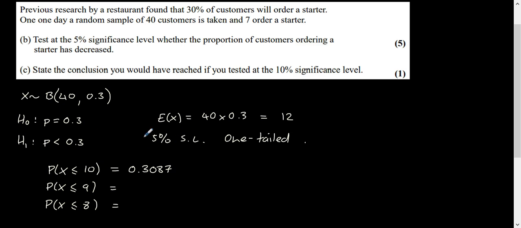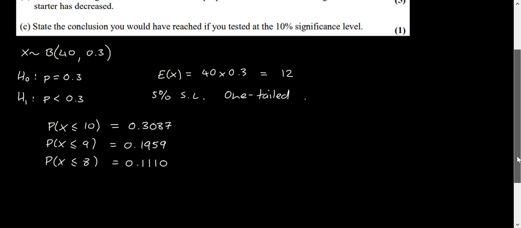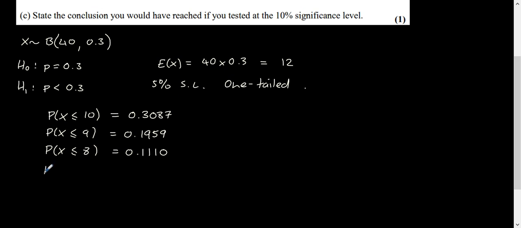That's our number that we're comparing with. Okay, so it's not less than 5%, so we have to keep going. 10 is not significant. Let's try 9, and we get 0.1959. Again, isn't less than 5%, so we have to keep going. Let's try 8, and we get 0.1110. It isn't less than 5%. So we're going to have to keep going.